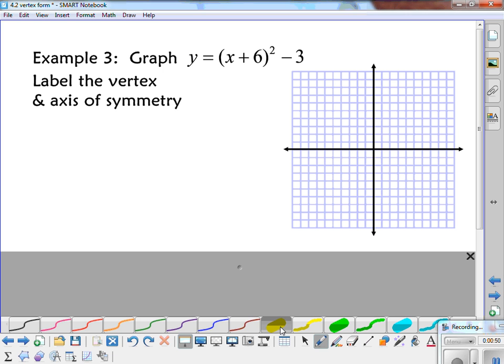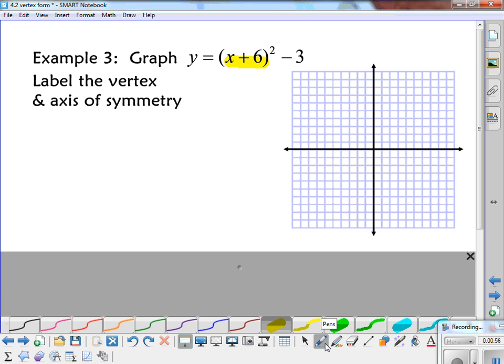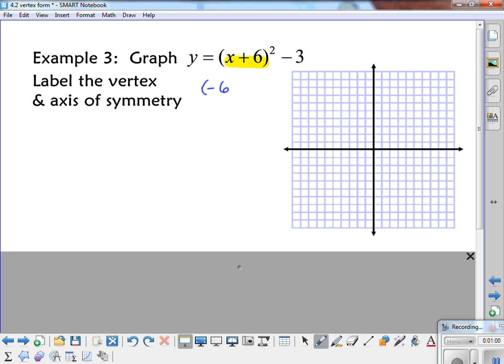So the first thing I do is I look at my x plus 6 and I figure out, okay, what's going to make that equal 0? So what would make that equal 0? If x was -6. All right, so if x is -6, essentially I've got 0 squared minus 3, don't I? So what's y going to be? -3. So that's going to be my low point of my graph. So I go to -6, 1, 2, 3, 4, 5, 6, -3, and that's the low point of my graph.